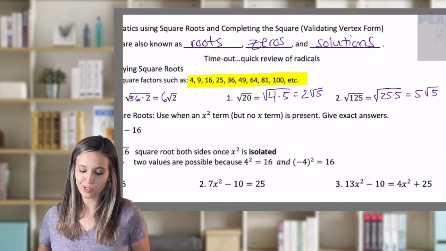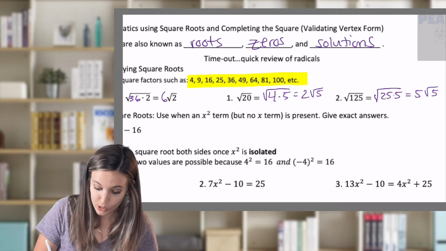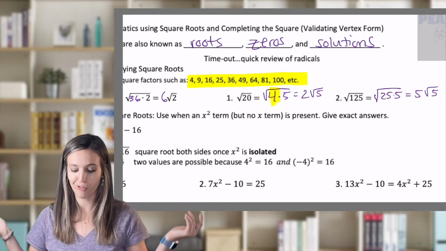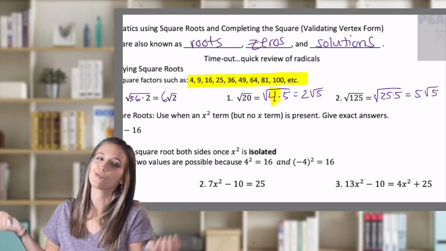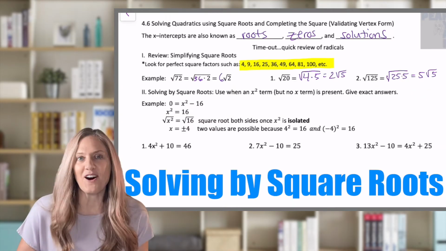Did you get what I got? Square root of 20 can be split into square root of 4 times square root of 5. So that square root of 4 is just 2, so 2 root 5. And then square root of 125 is really the square root of 25 times 5, so 5 root 5. Now we're ready to solve by square roots.